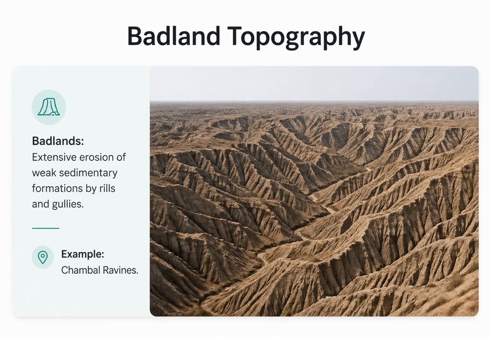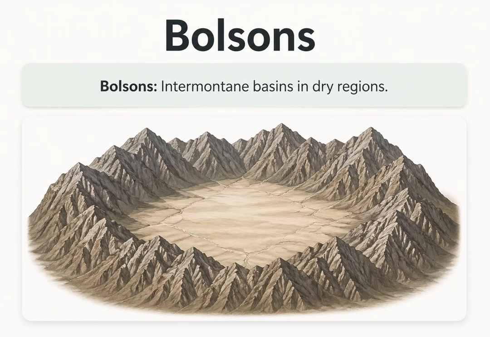This extensive linear erosion creates what we call badland topography. It's a rugged, difficult terrain to navigate, characterized by a maze of steep slopes and deep channels. A famous example of this is the Chambal ravines. Now let's look at some larger basin features.